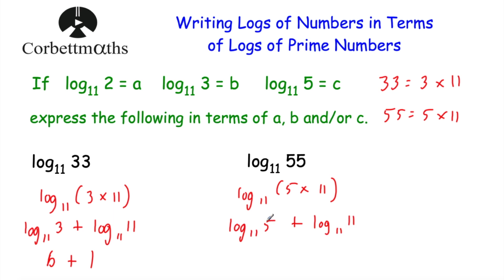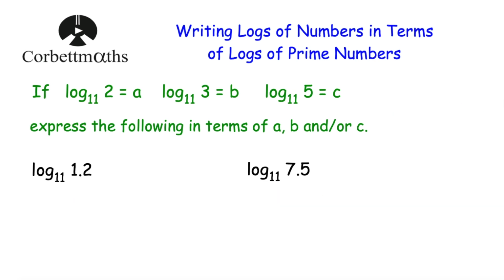Okay, so the log to base 11 of 5, that's equal to c, so that's c, plus the log to base 11 of 11. Well, what power do you raise 11 by to get 11? That'll be 1, so that'll be c plus 1. So that's it. And again, you can check your answer. If you do c, which is the log to base 11 of 5, and add 1, you should get the same answer as the log to base 11 of 55.